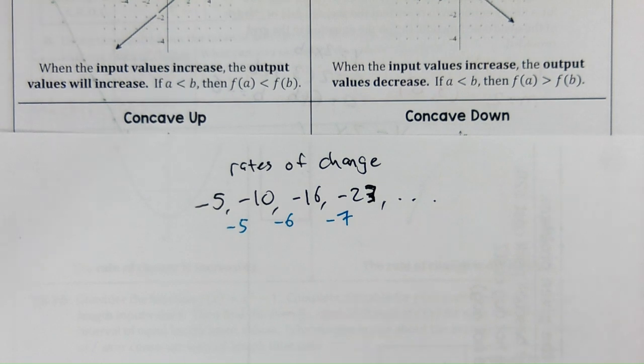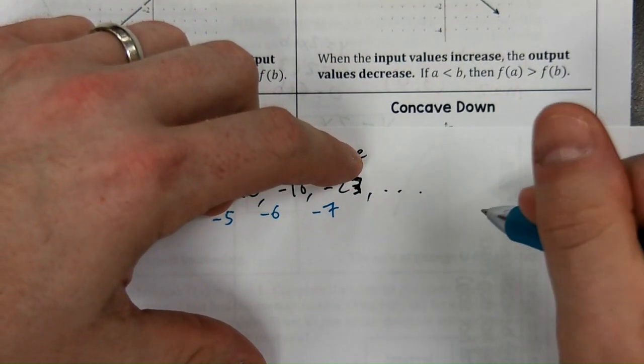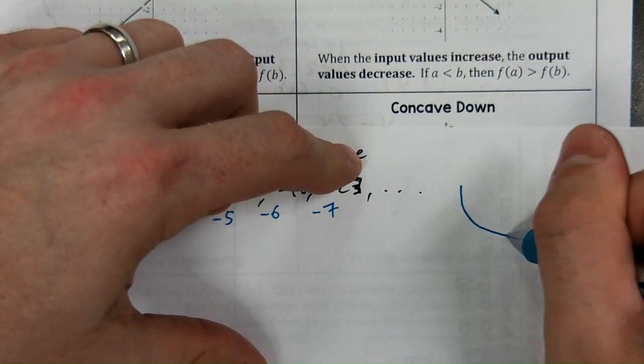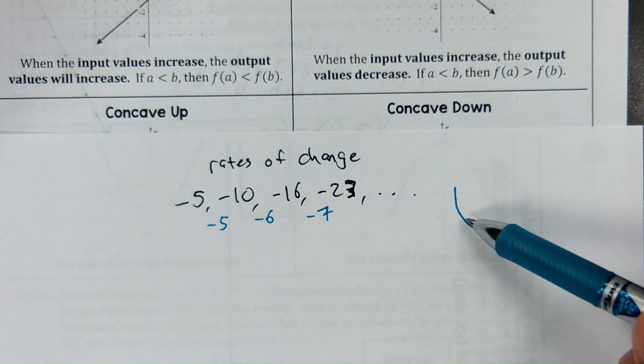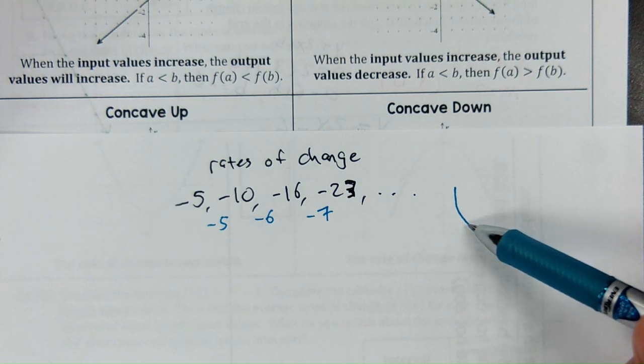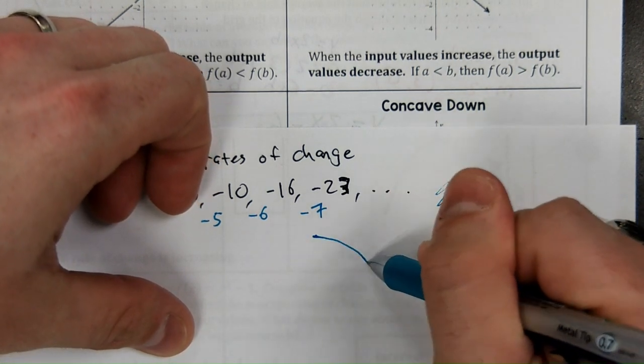So when you say decreasing at a decreasing rate, that makes you want to think, I know, going down but slower and slower. But no. This is decreasing at a decreasing rate.